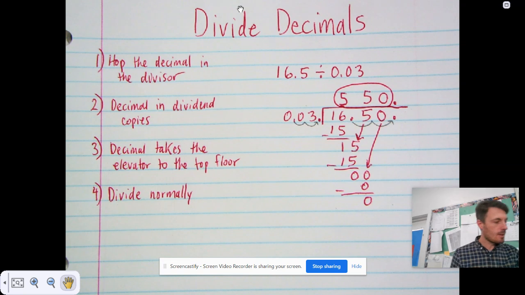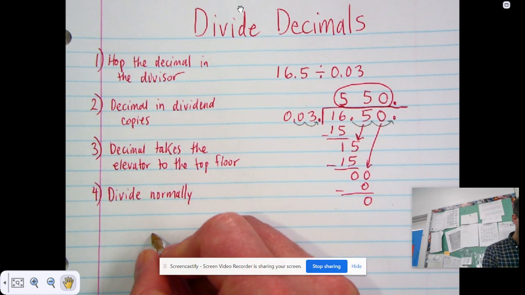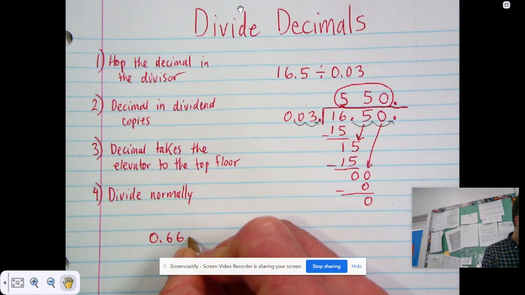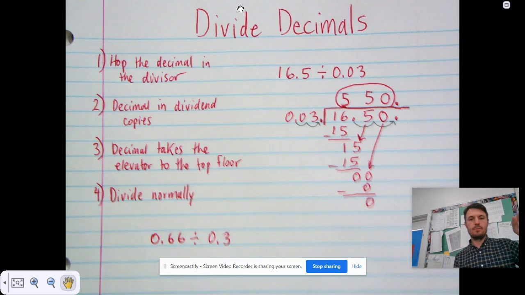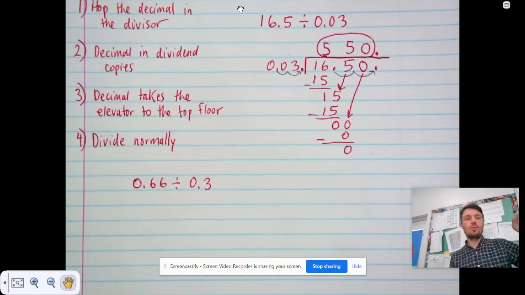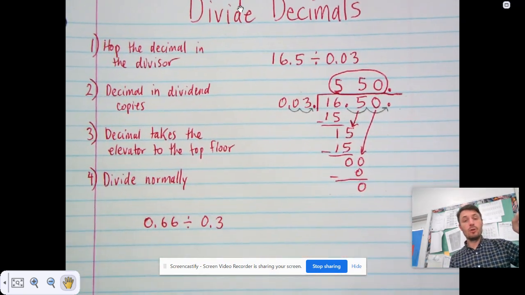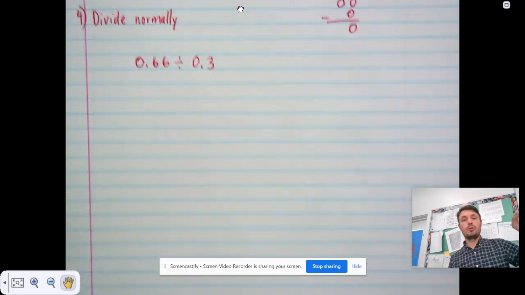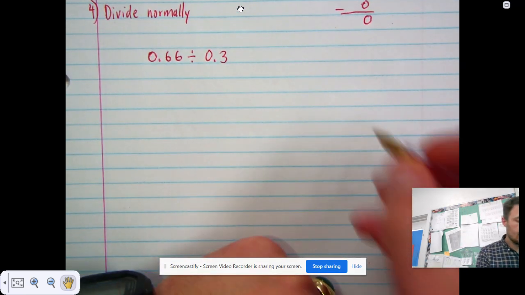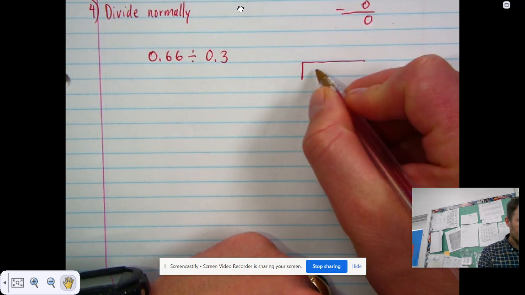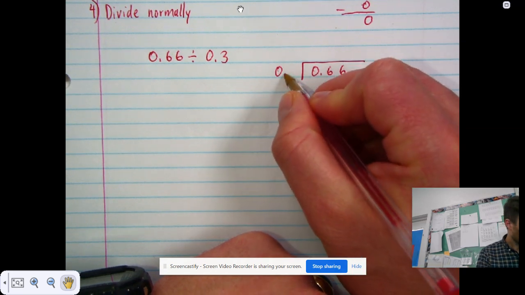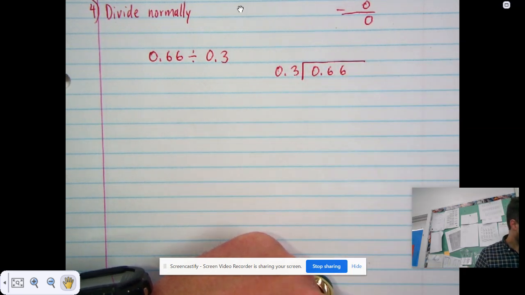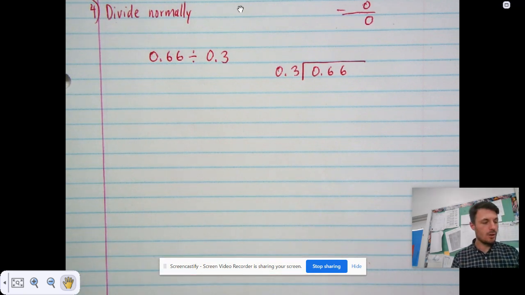Okay, let's do another example together. Let's say we had 66/100 divided by 3/10. I'm going to scroll up to where you won't be able to see these steps anymore, but you should have them written on your own page. So 66 hundredths is the dividend. 3/10 is the divisor.